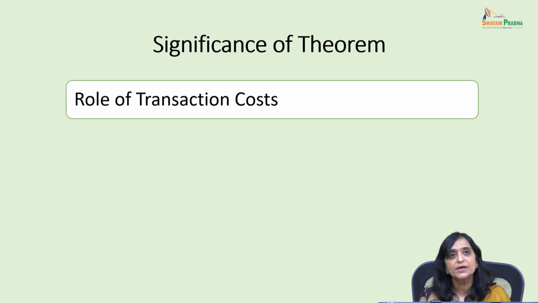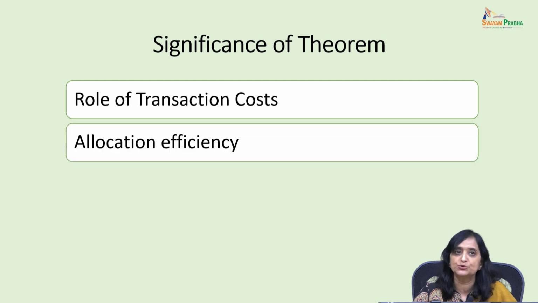What is the significance? The significance of the theorem is it gives a very important role to the transaction cost. As you've seen, the more the transaction cost, the less effective the bargaining will be. So the role of the government comes into picture, that how we can reduce these transaction costs so that without actual intervention of the governments, we can have an effective solution to the pollution.